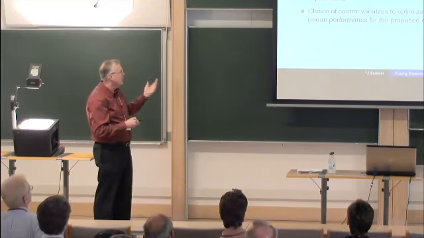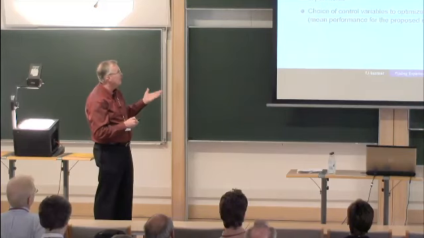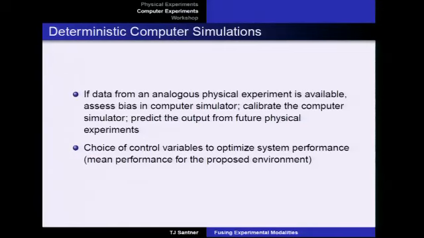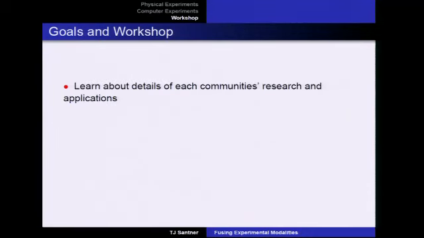So optimizing system performance is certainly of interest: how you set control variables to optimize it in some sense, taking into account the variability over the environmental variables and so on, to formulate the problem in an appropriate way. So the purpose of this workshop is to learn about each community's research.